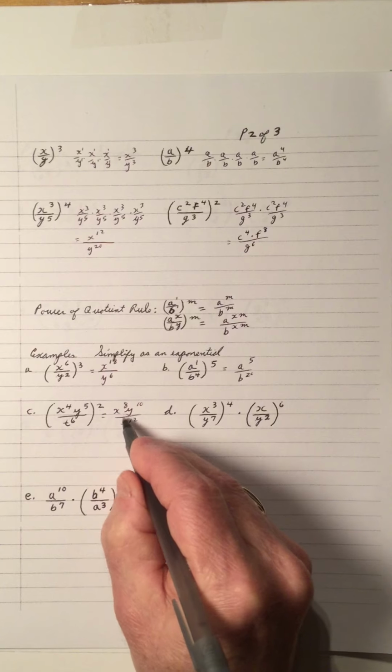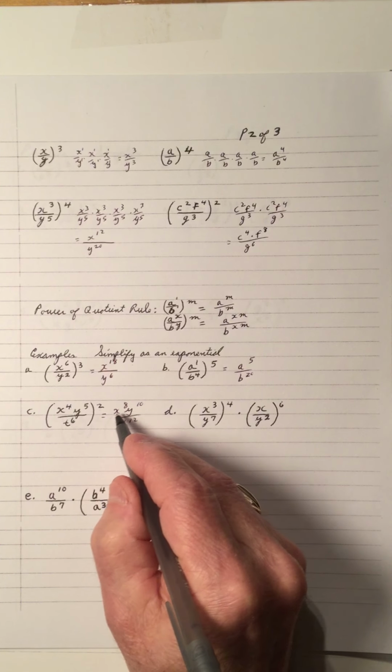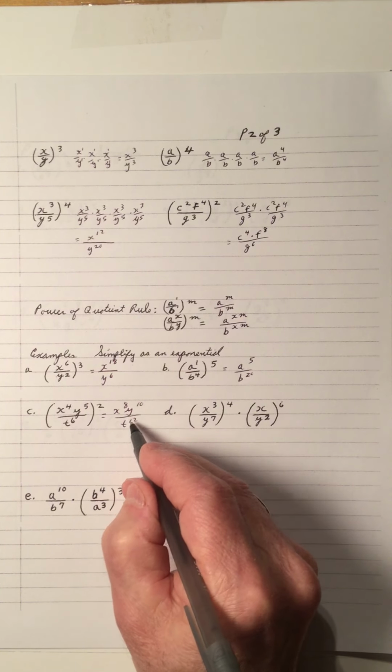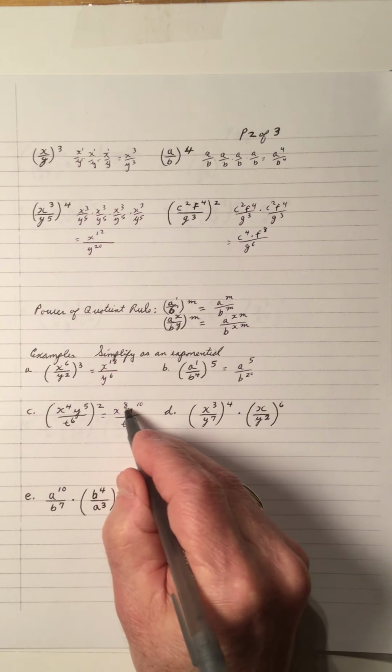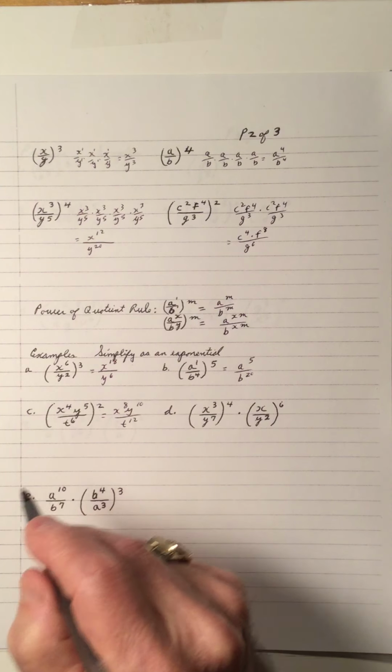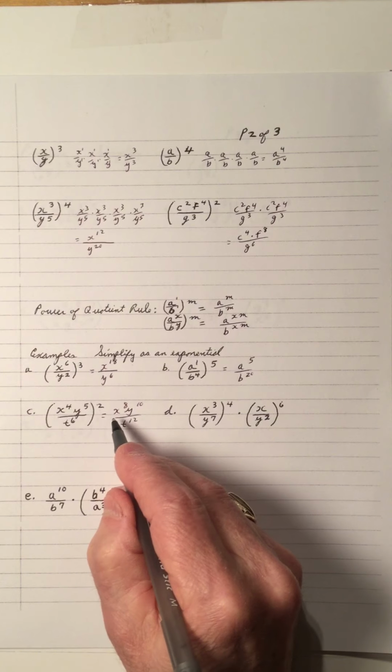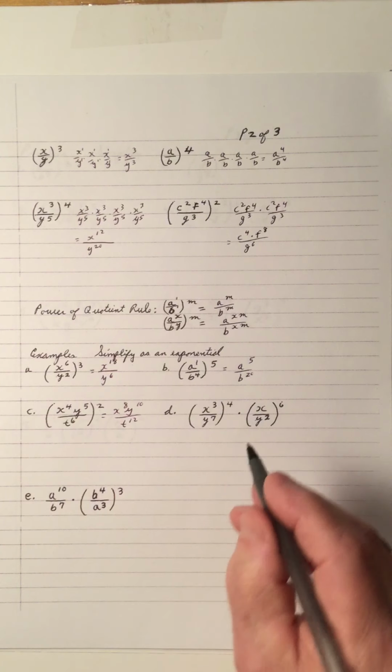Notice you can't work these out because they're different bases. You can't go 10 subtract 12 or 8 subtract 12. You can't add those because they're different bases. When you're multiplying, they've got to be the same bases. When you divide, got to be the same bases.